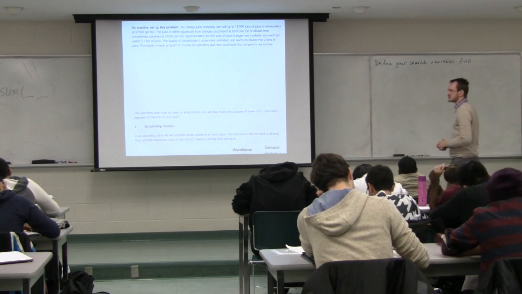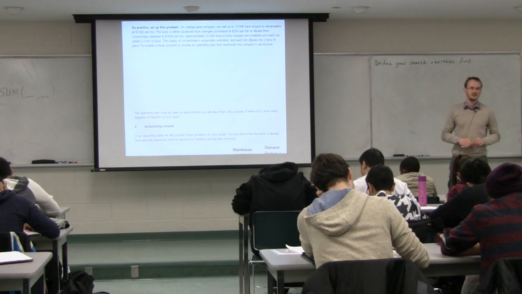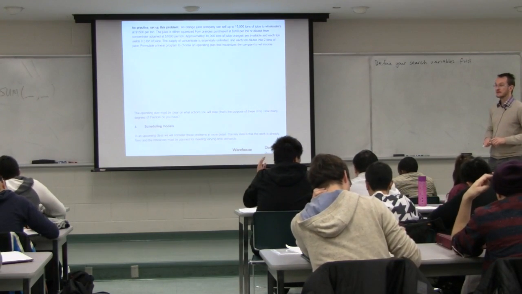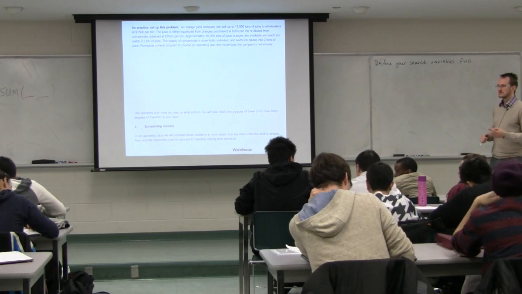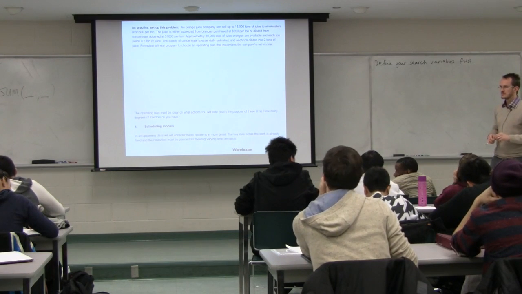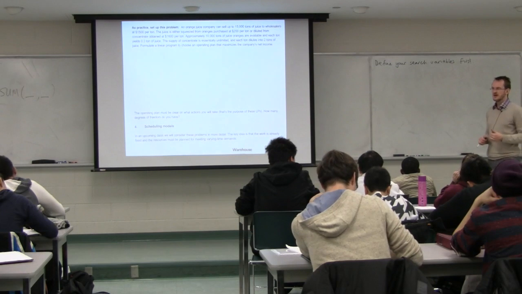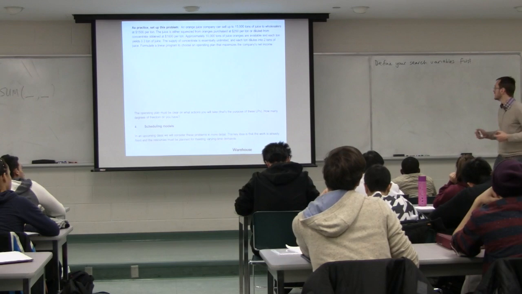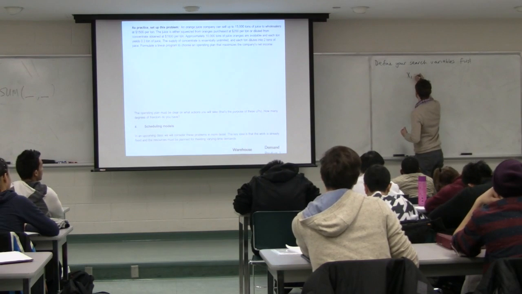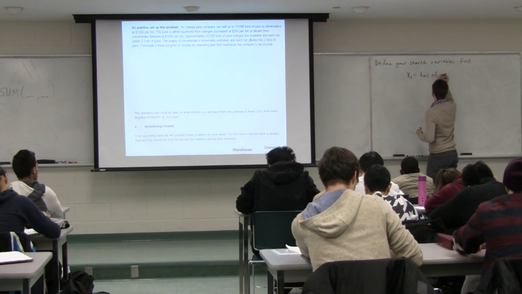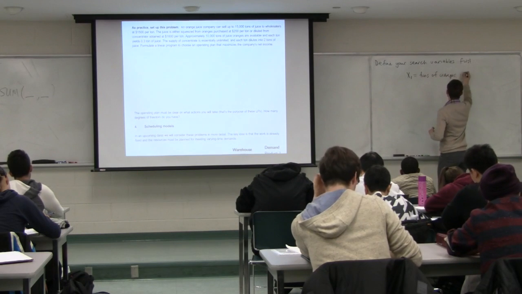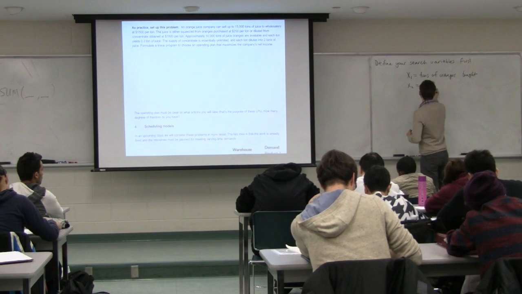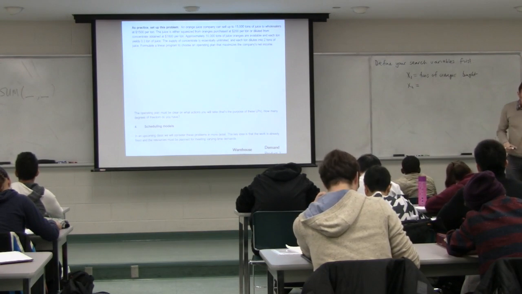Okay, so any suggestions on what the search variables should be? Yeah, Chris. Tons of oranges that you buy and tons of juice, that juice concentrate that you buy. Okay, so X1 perhaps set as tons of oranges bought, and X2 is tons of concentrate.